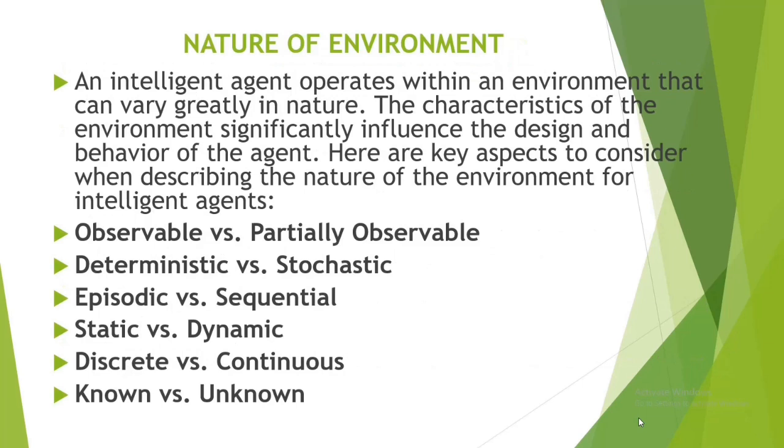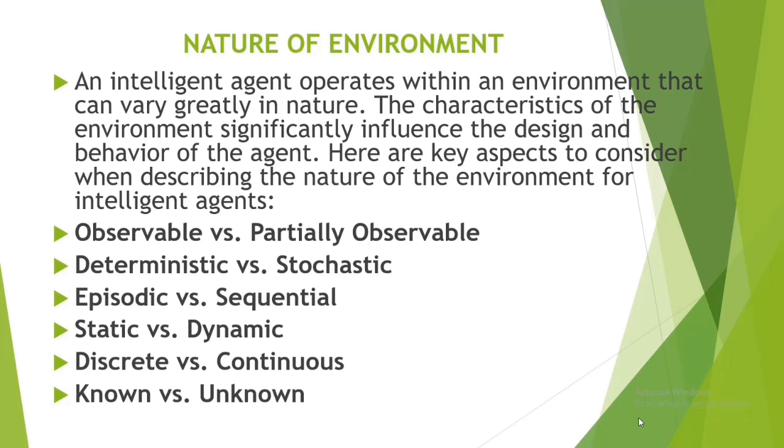So, nature of environment. An intelligent agent operates within an environment that can vary greatly in nature. The main characteristic is observable. Observable means the agent has access to the complete state of the environment at each point in time. Partially observable environment means the agent only has access to partial information about the state of the environment. And the next is deterministic and stochastic.